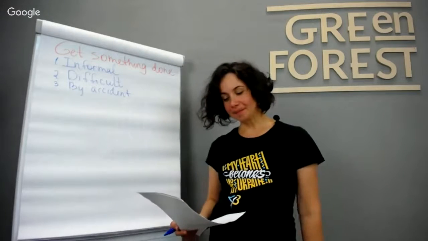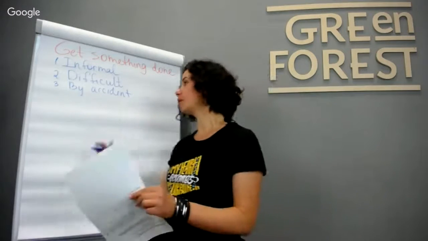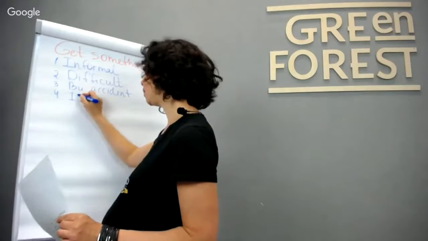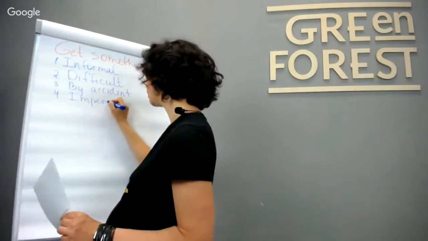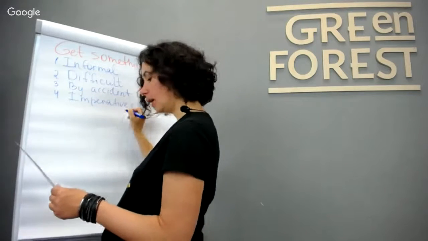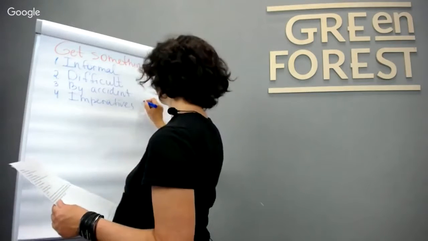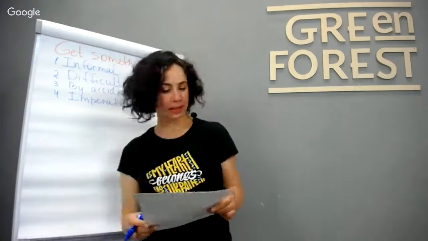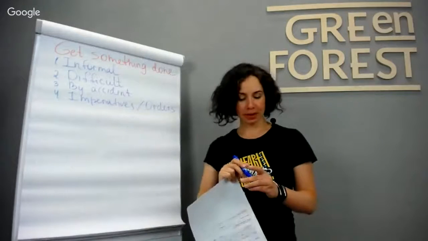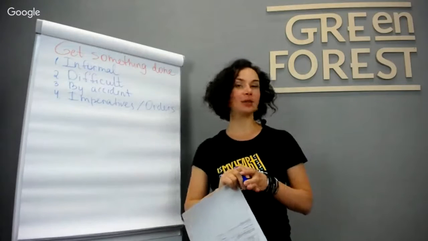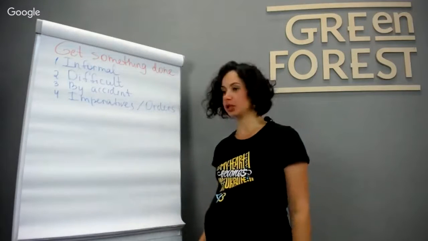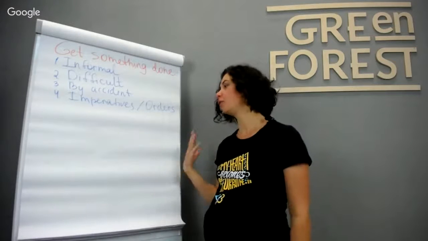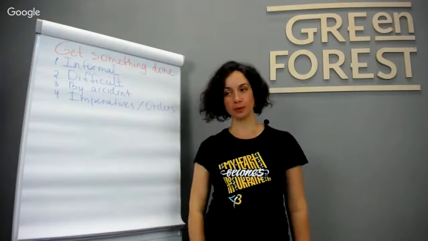Okay. The other rules are the same, except one more, in the imperative mode. Yes, I mean orders. For example, we say, get your hair cut, or get your room cleaned, or get your car repaired, or get your car washed. And in this case, we use this construction as an order, as an imperative mode.